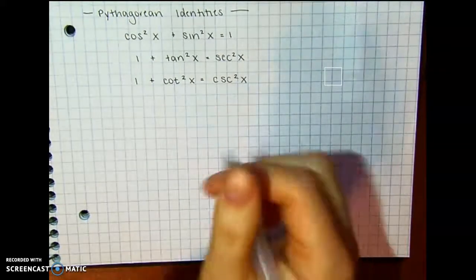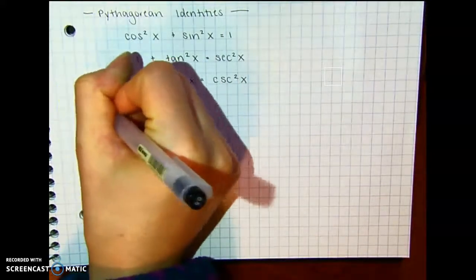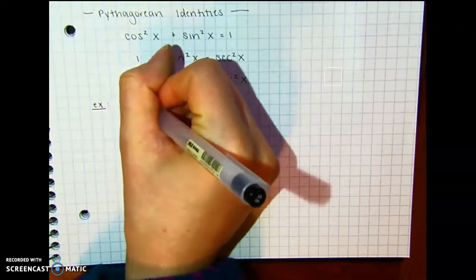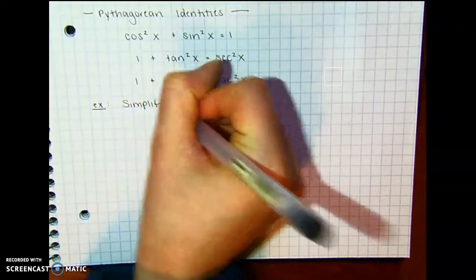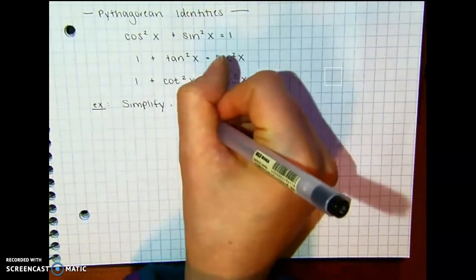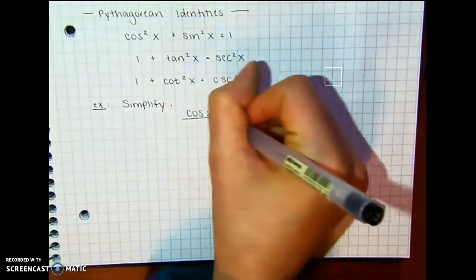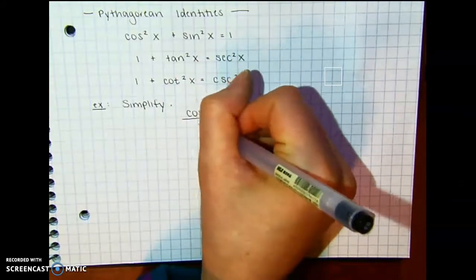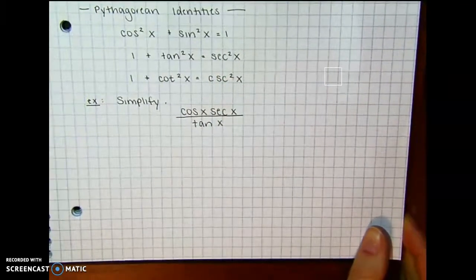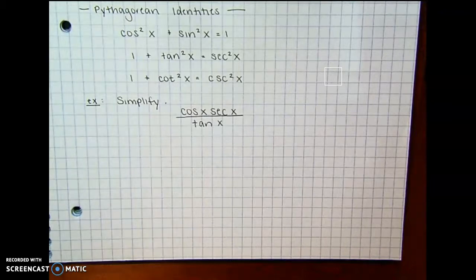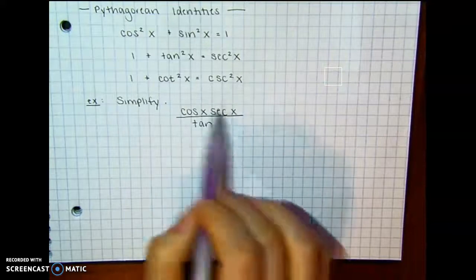We should have enough space here. So we're going to simplify cosine of x times secant of x divided by tangent of x. And when we're being asked to simplify, we're going to be using our trig identities and algebra, and our answer should either be a number or it's going to be a single trig function. So the trick is just to kind of look at each thing and be like, okay, well, what can I do with that? We're going to want to cancel things, right?